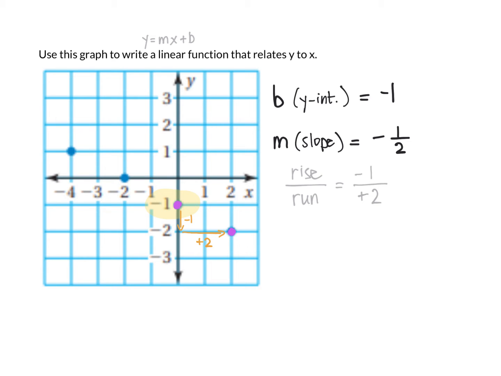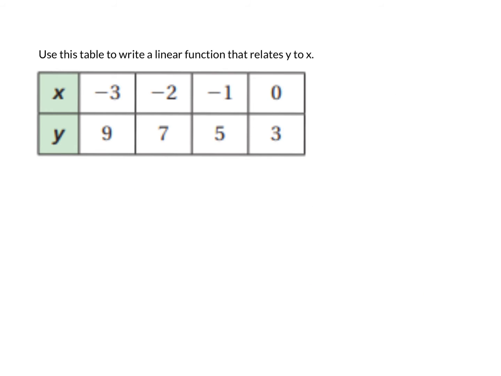Right, now that we know the b is -1 and the slope is -1/2, now we can write our linear function. And that's going to be y equals -1/2 x minus 1. Okay, here's another example. Same instruction, but instead of a graph, this time we're working with a table, okay?